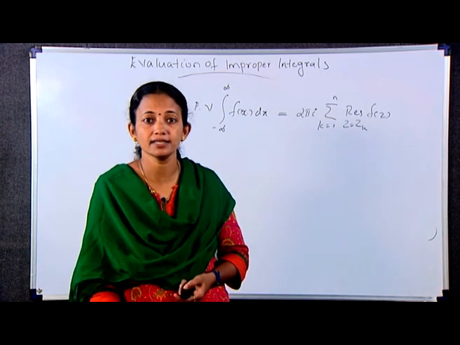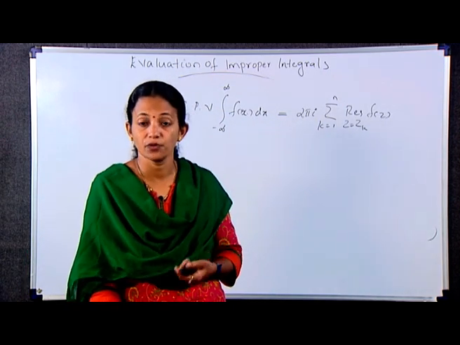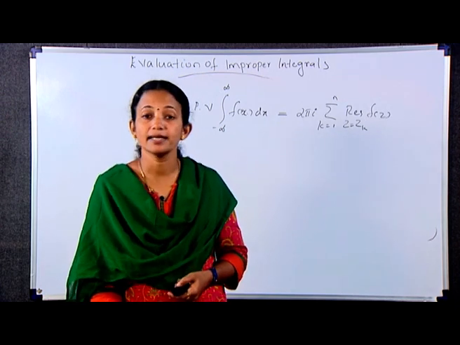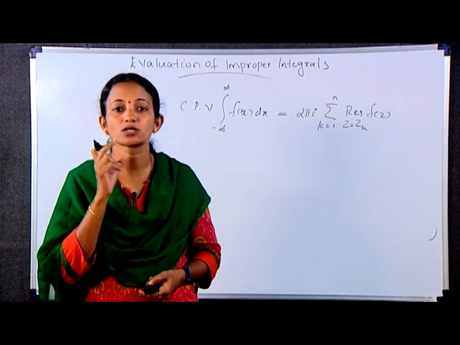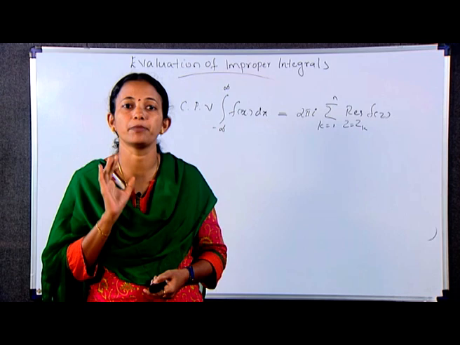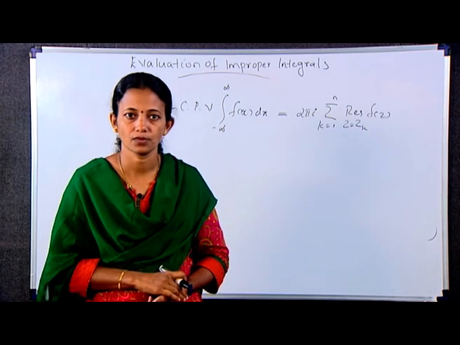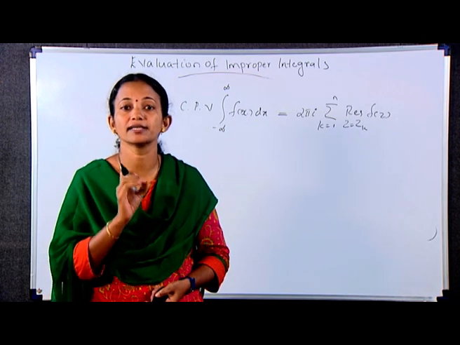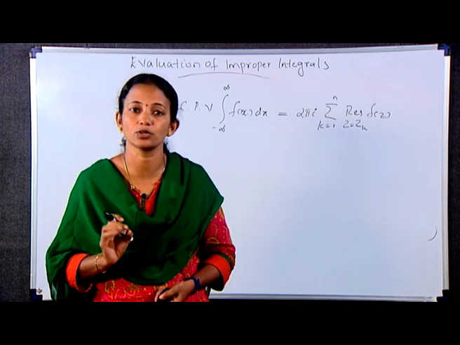Since the integrand here is even, we know from equation 7 in the theorem that integral 0 to infinity x square by x raised to 6 plus 1 dx is equal to pi by 6. Verification that limit r tending to infinity integral over CR f(z) dz is equal to 0.